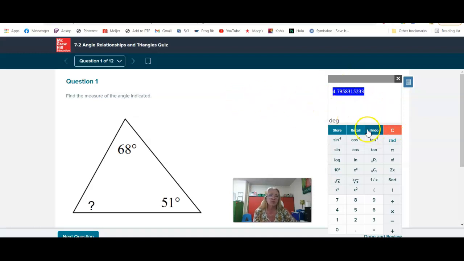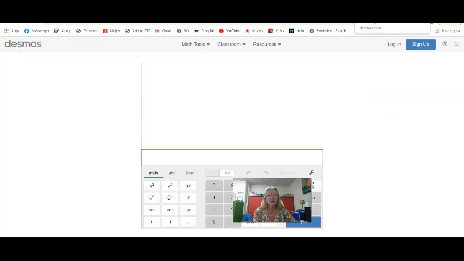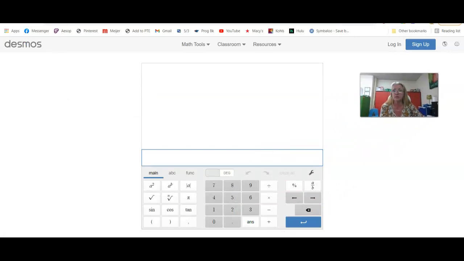Now this is the Desmos calculator that comes in the assignment. If you prefer to pull up the Desmos calculator that's available on the internet, you just go to desmos.com and type scientific calculator. I kind of like this one better. It's bigger. You can type the square root of 23, hit enter, and voila, there you've got your answer. So that's if you go to desmos.com.